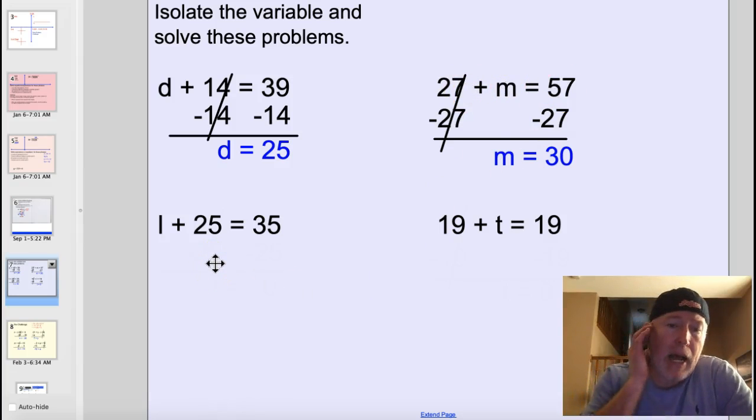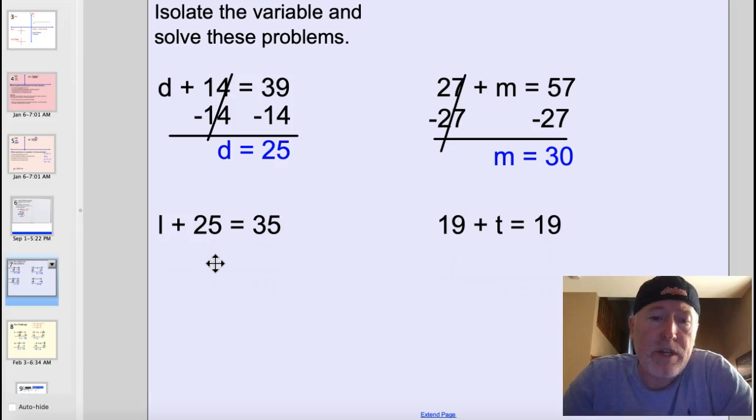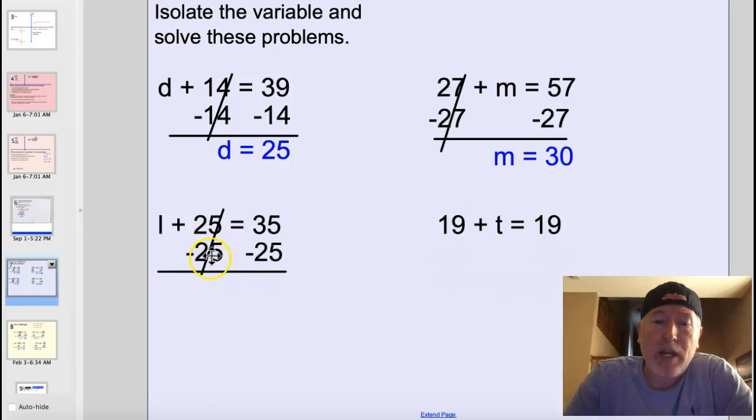All right, we got L plus 25 equals 35. I know you're saying it's 10. I don't care. Can you isolate the variable? Can you subtract 25 from both sides to show that L equals 10?